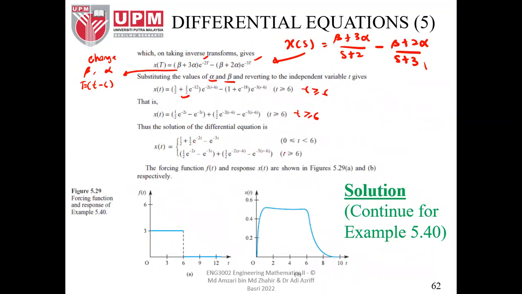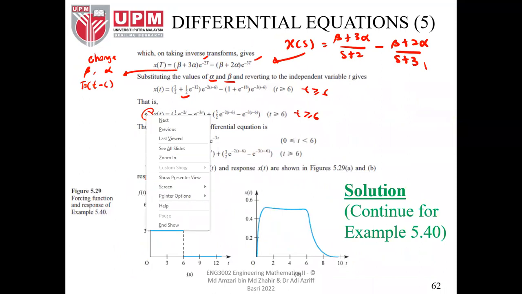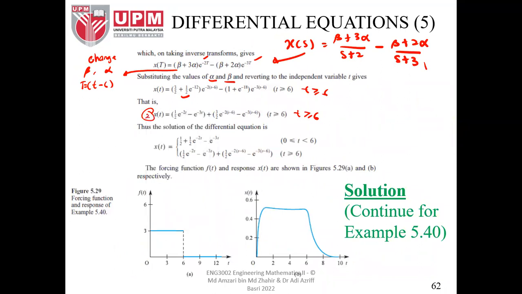The second, for t above 6, you need to base it on this inversion function. So where is 1 over 2 exponent negative 2 minus exponent negative 3 plus 3 over 2 exponent, okay, this one is a similar one. So that's why you will have this final inversion of the differential equation.